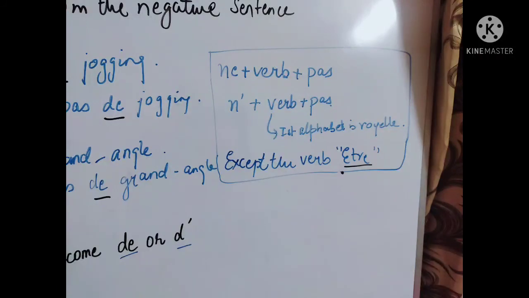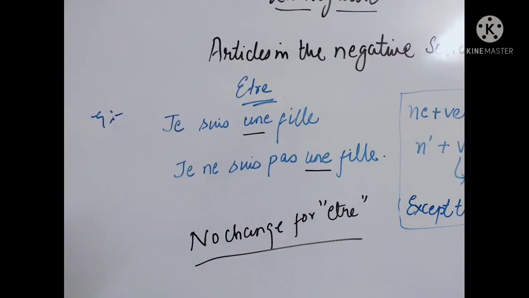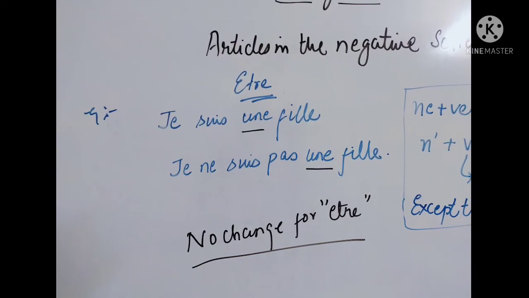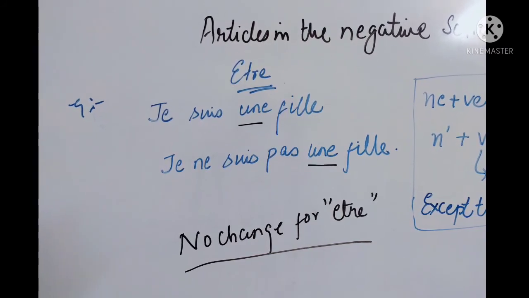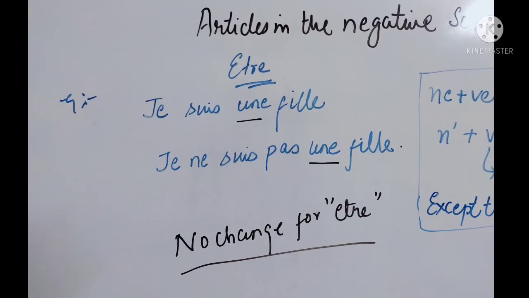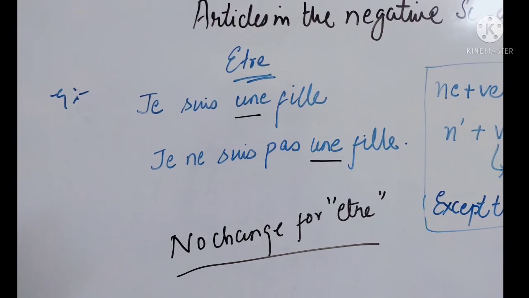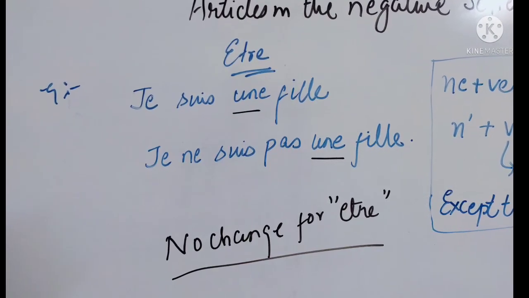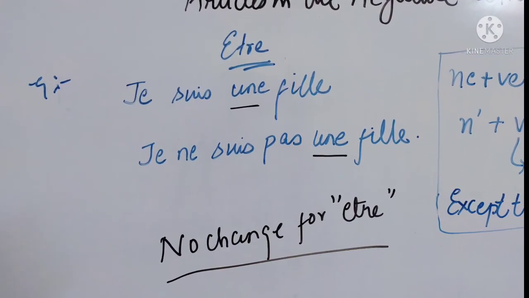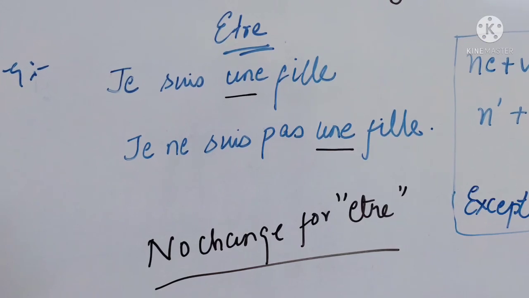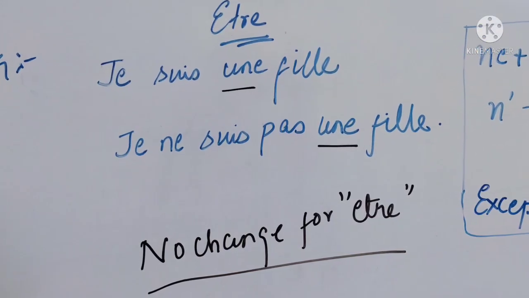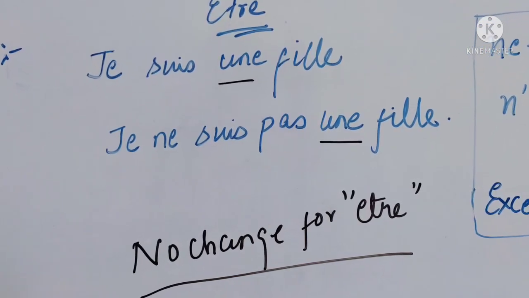This rule of changing the indefinite articles and partitive articles does not happen in the case of the être verb. This is an exception. Whenever there is an être verb, there is no change. It will remain the same. Let's have a look at the example. Je suis une fille. Je ne suis pas une fille. You can see we have an être verb here, suis. The indefinite article, when we are changing it to negation, is still une. So there's no change of indefinite articles and partitive articles in the case of être verb. Rest of the cases, it works.